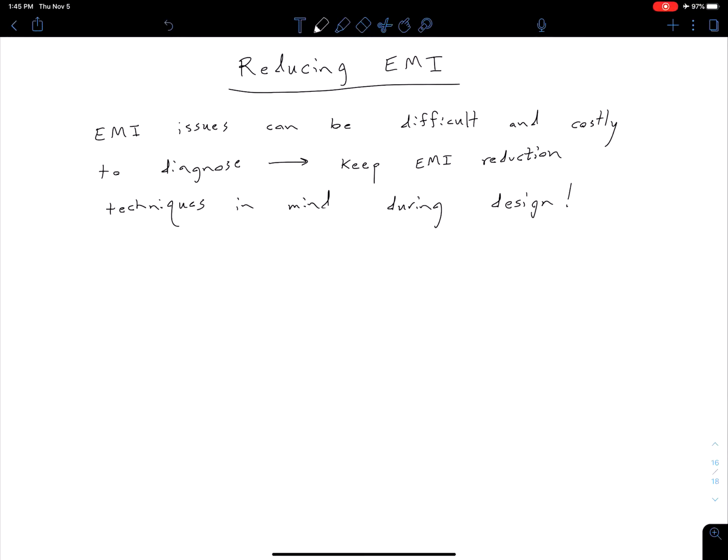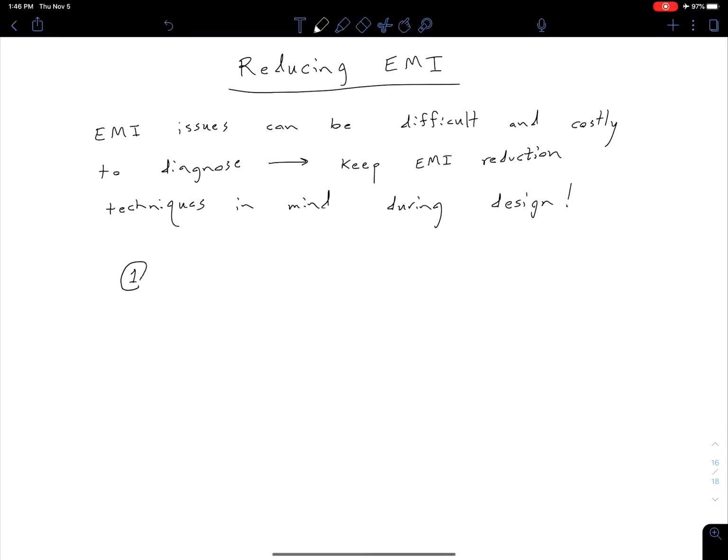Now that we have a better idea about how electromagnetic interference can move between different components, so we've looked at different transfer paths, we want to look at techniques to reduce this EMI. EMI issues can usually be difficult and costly to diagnose. Because of that, it's important to keep in mind these EMI reduction techniques while you're still in the design phase, so it can save a lot of time and money later on. So we're going to talk about a few such techniques.